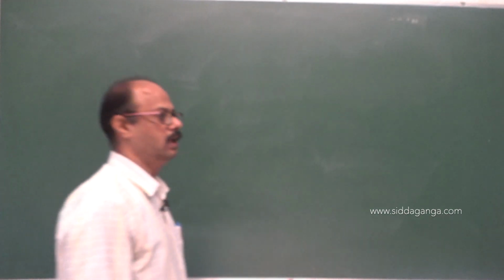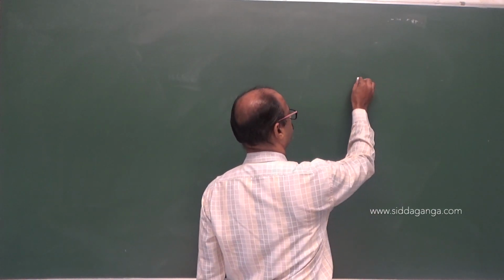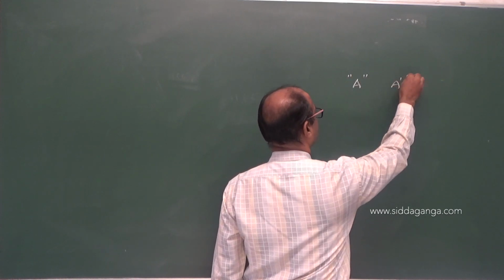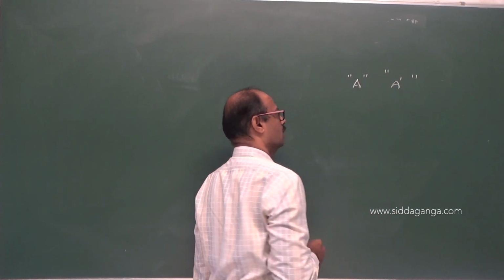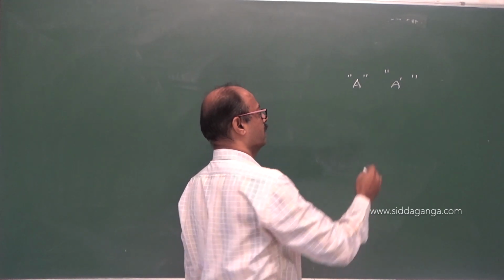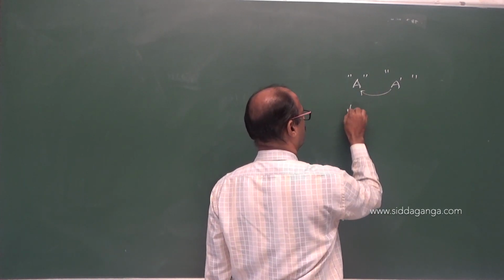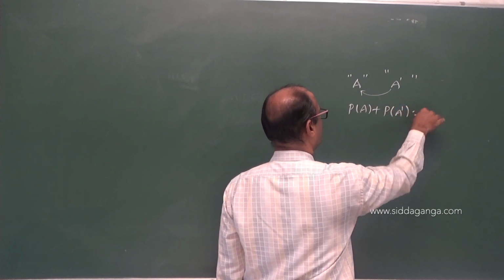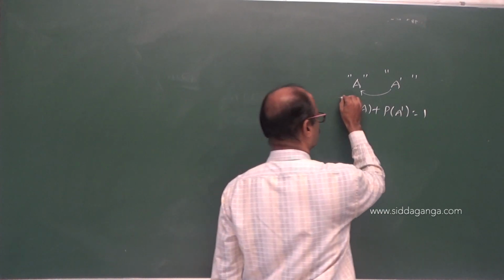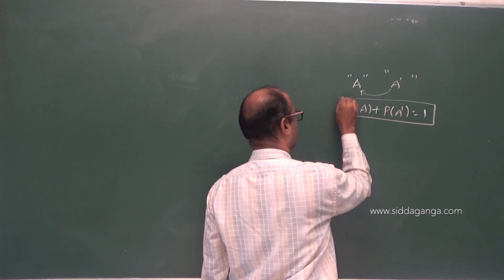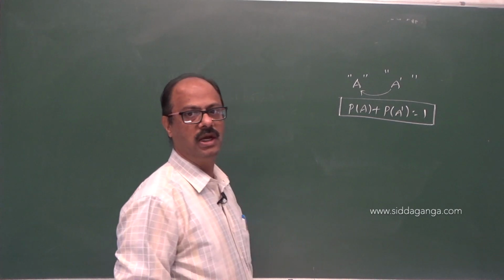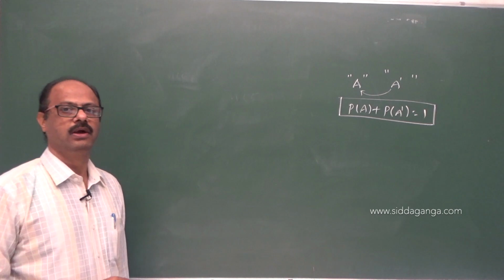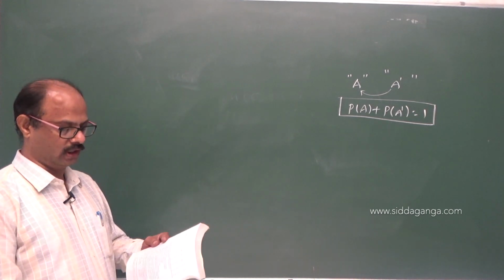Now, if A is an event and A dash is its complement, which we call not A, the complementary event of A, then P of A plus P of A dash is equal to 1. This is the formula you have to remember. P of A plus P of A dash is equal to 1. A is an event, A dash is its complement, or we call it not A.